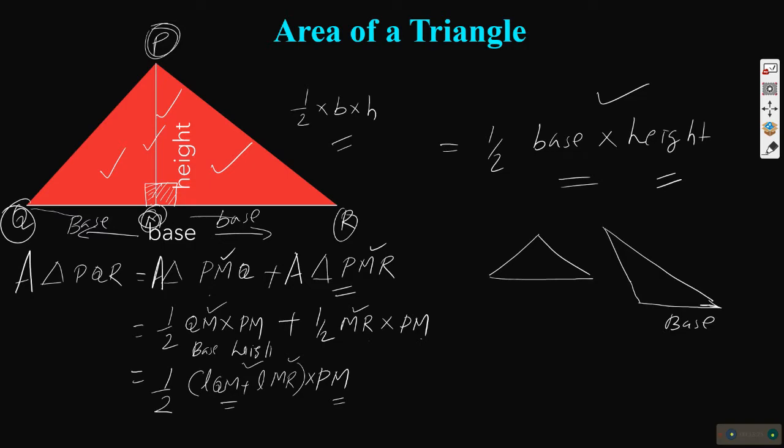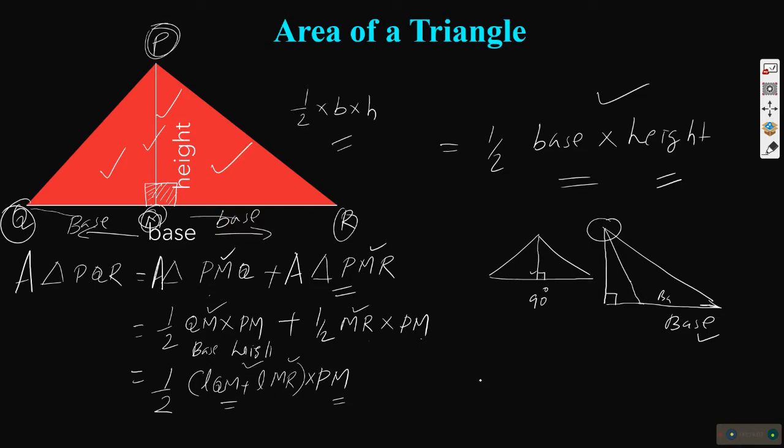The definition of height of a triangle: if you take this as base, then you should have a line drawn from the opposite vertex to the base, and it should be perpendicular, 90 degrees. Correct? So if this is the base in this case, we need a height line drawn from the opposite vertex. From here you should draw a perpendicular to the opposite side, and that becomes the height, whenever we talk about the height of a triangle.